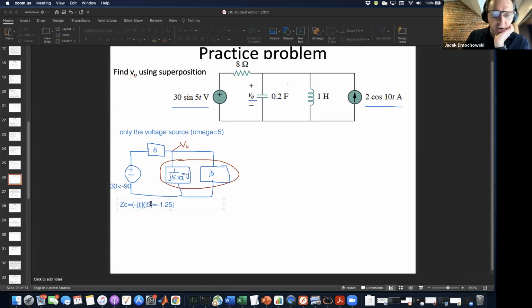The way you get that is the product: if you multiply these together, you get negative J squared times 5, which is 5, and you add them together, it's J4. So it's 5 over J4, which is 5 over 4 times negative J. Okay. And so now we can just use voltage division.